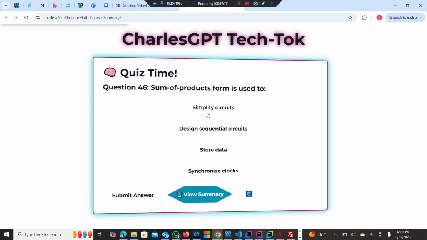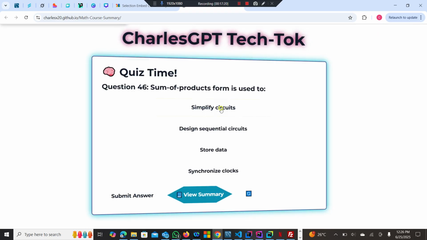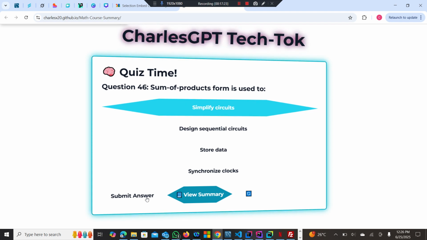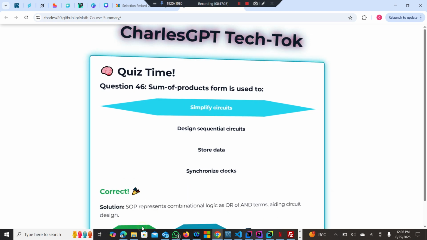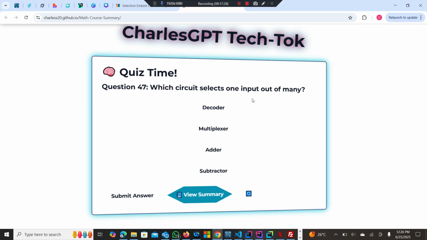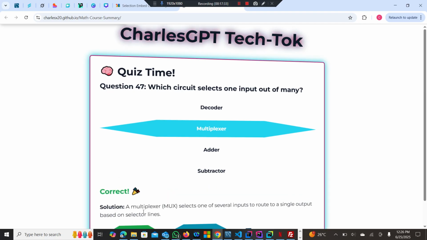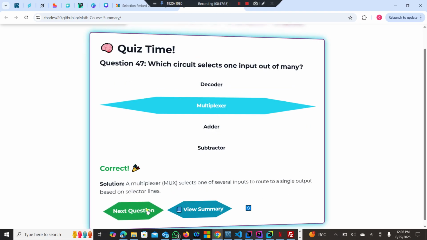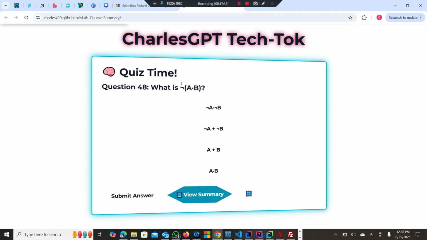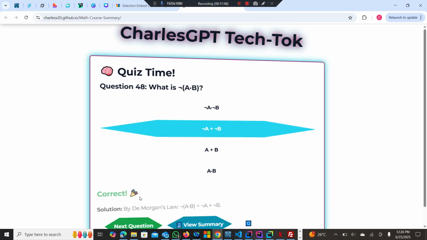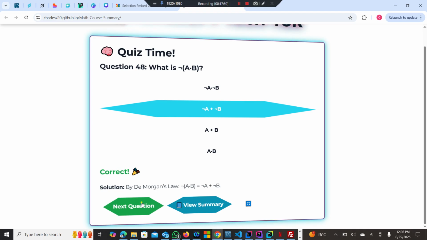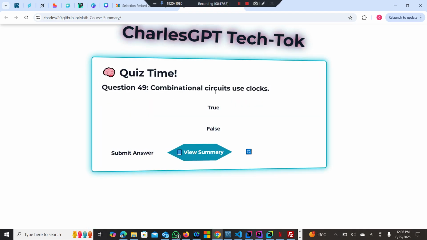Next. Sum of product form is used to simplify circuits. It's used to simplify circuits. Okay. So next, which circuit selects one input out of many? Multiplexer. Multiplexer, MUX is what it's called. What is this? So this is De Morgan's law. So we times everything here and even change the output. So this would be this, De Morgan's law. Yeah.